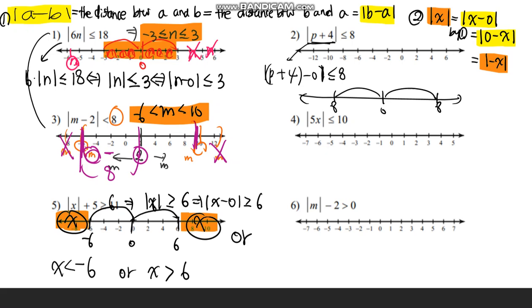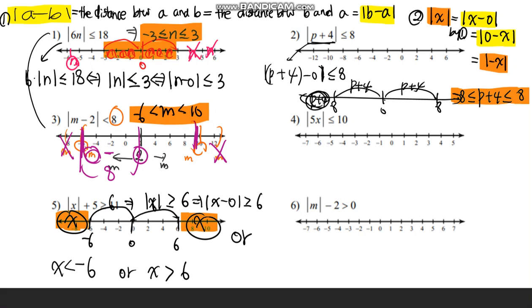Then p plus 4 should be less than this, right? So p plus 4 should be inside here. Therefore, p plus 4 should be less than or equal to 8, and then greater or equal to -8, right? So what I'm saying is that p plus 4 cannot be around here because if p plus 4 is here, the distance between p plus 4 and 0 is greater than 8. That's not what we want, right? Therefore, the answer is this, right? But we need to simplify that.